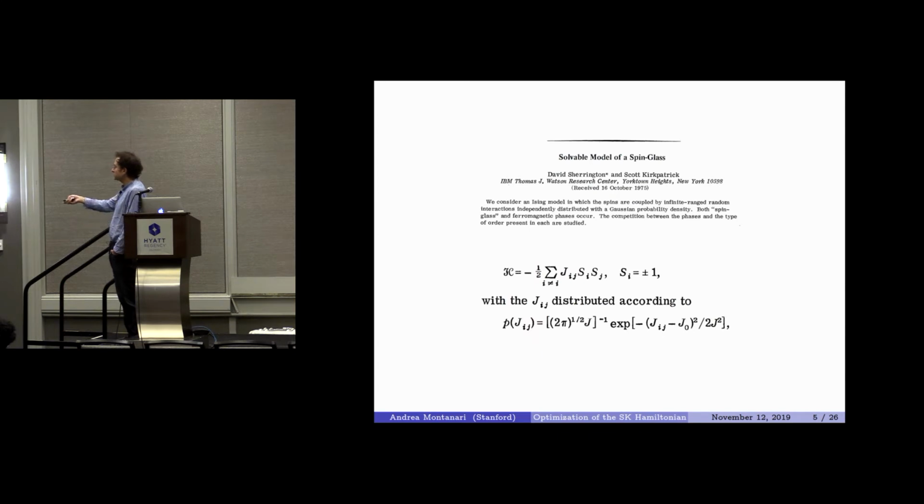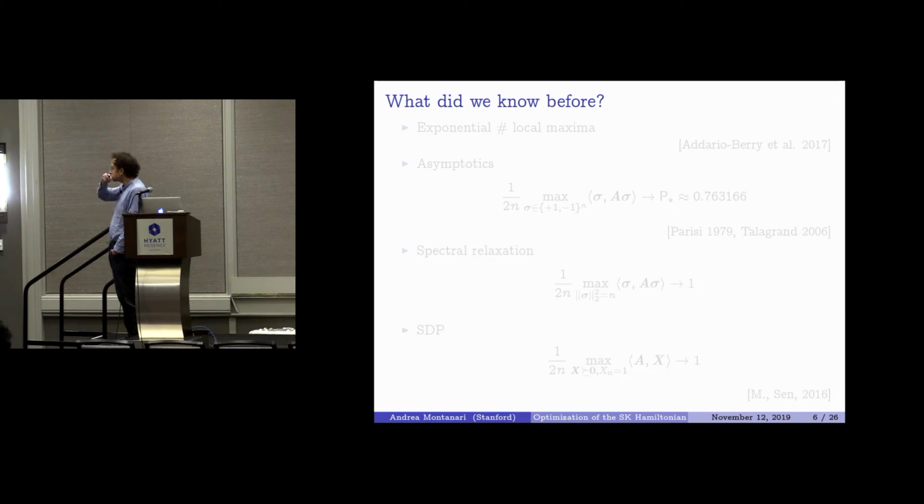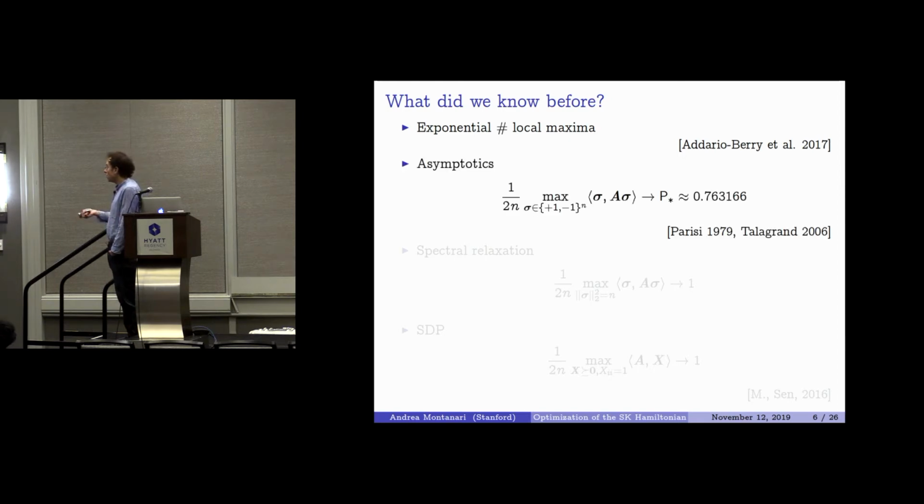All right, this is just a cut and paste of the paper of Sherrington and Kirkpatrick, and this is the definition of the model. Basically, it's the same that I gave just now. So what did we know before this paper? Well, the problem is not obvious to solve. For instance, we know or we expect there to be an exponential number of local maxima.